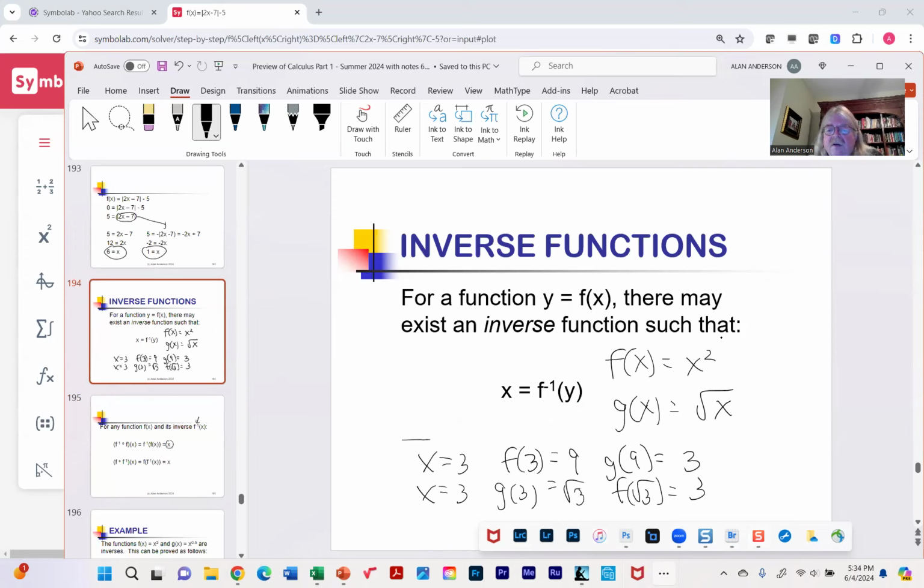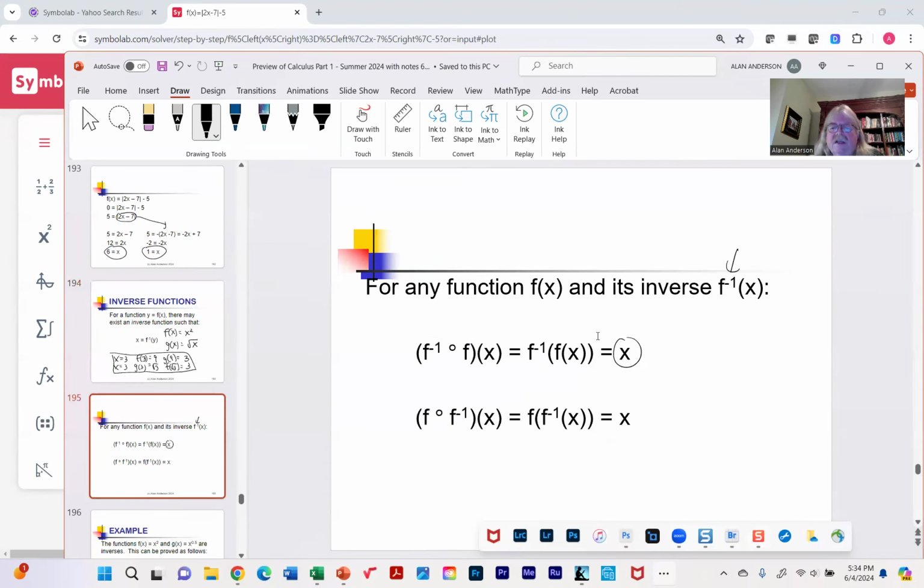So this is a numerical example of what you're seeing here. It looks terrifying when it's written like this, but this is all they're saying. f inverse of f brings us back to x, as does f of f inverse of x.